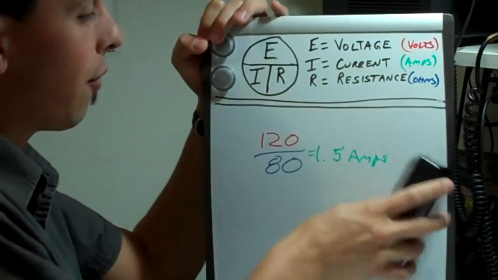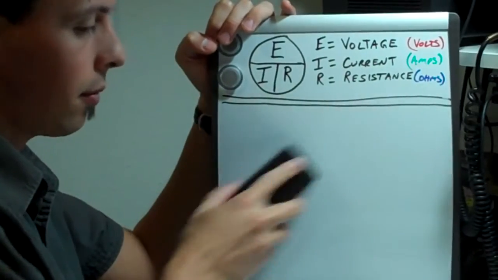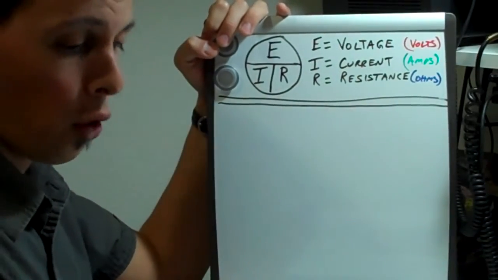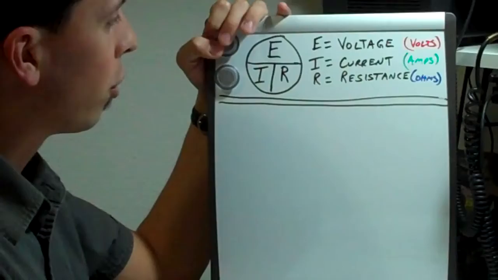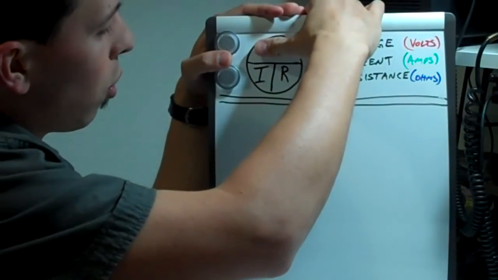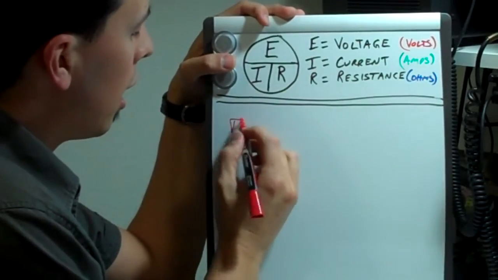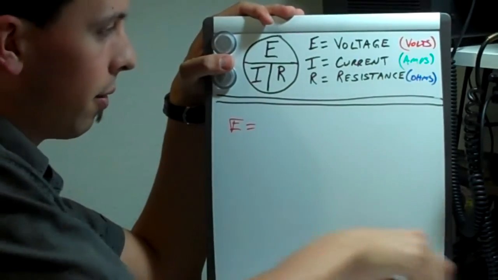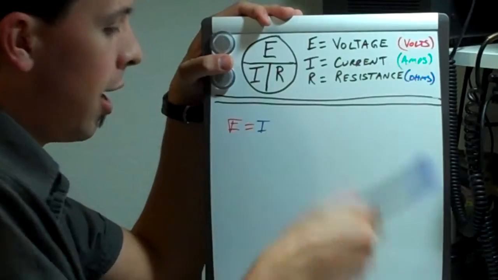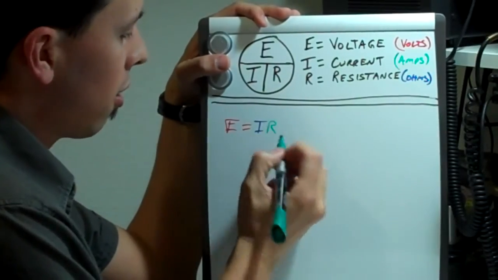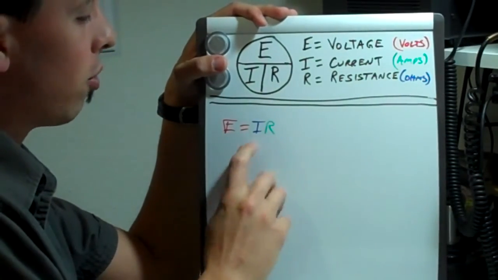And let's see, I think we have time for one more. What is the voltage? So now we're looking for voltage. What is it again? E equals IR. So this means multiplication, remember?